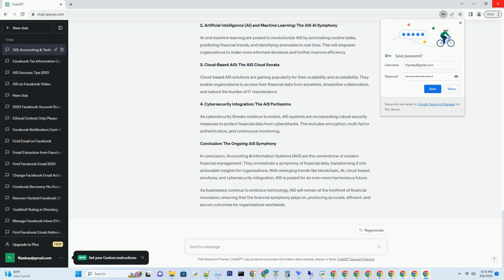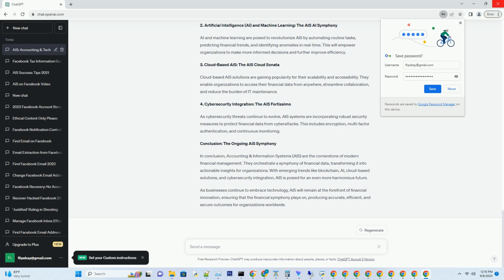2. Data Storage and Management, the AIS Orchestra Pit. Imagine an orchestra without a pit to house its musicians. Similarly, AIS relies on robust data storage and management systems to store, organize, and retrieve financial data. Databases are the backstage crew, ensuring that data is readily accessible, secure, and protected from unauthorized access.